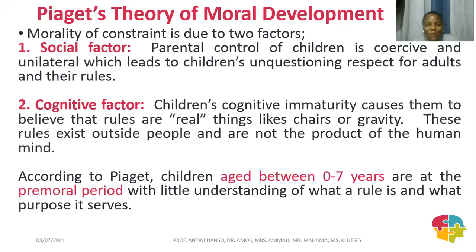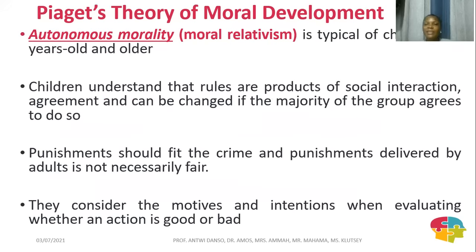So because the child is not so matured cognitively, they are still in the pre-operational stage where they have their animism, principle of conservation, etc. So they think rules are actually concrete things, and it doesn't occur to them that it is human beings that have made these rules. So according to Piaget, children between 0 to 7 years are in the pre-moral period with little understanding of what a rule actually is and the purpose that the rule even serves. And so that is why they just accept anything that parents say is right or wrong.